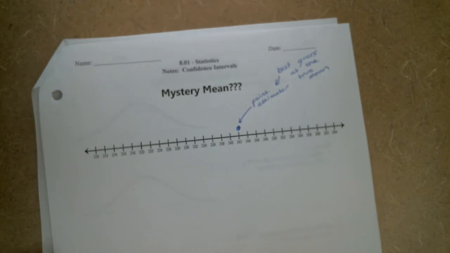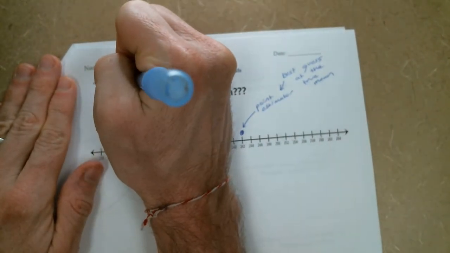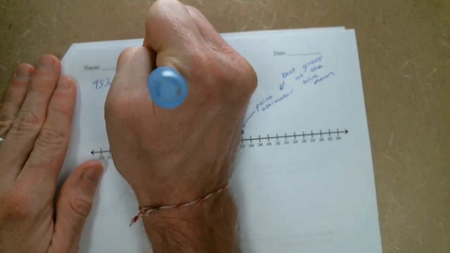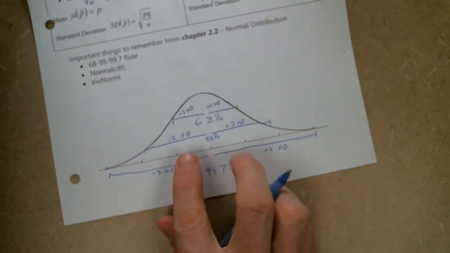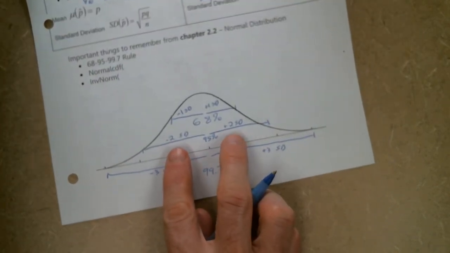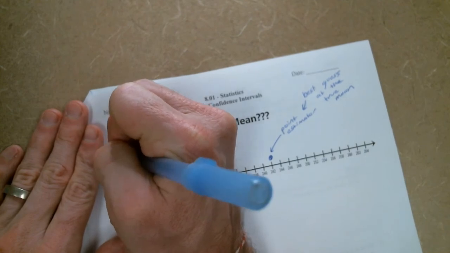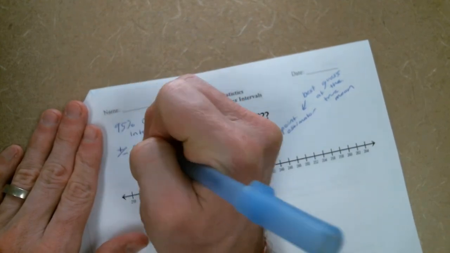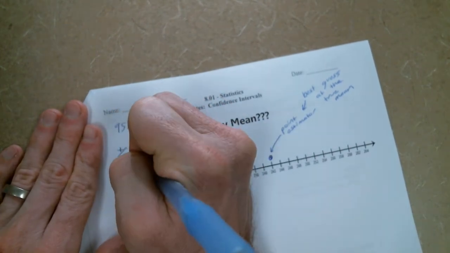What we're going to do is create ourselves a 95% confidence interval. And from that front page, we learned that 95% of the data is plus or minus 2 standard deviations. So we're going to go plus or minus 2 standard deviations from the point estimator.